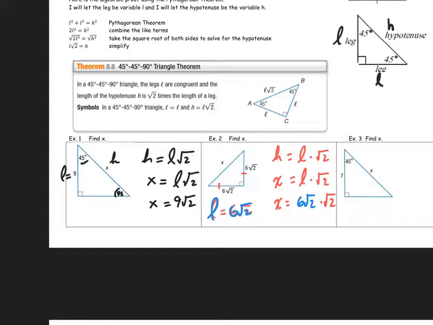So the square root of 2 times the square root of 2, you guys will love to say that's the square root of 4.